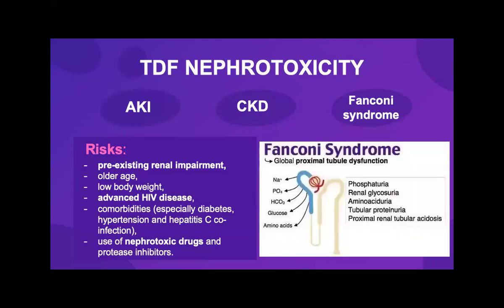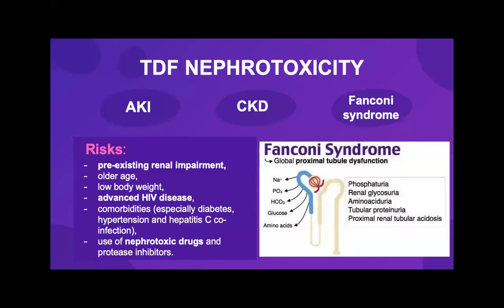So just a note on Fanconi syndrome. This is a syndrome characterized by global proximal tubular dysfunction. The proximal tubule, as you can see in this little image, usually functions in reabsorbing your phosphate, your glucose, your bicarb, and your amino acids. So when you get dysfunction in this area of the tubules, you get low phosphate in the blood and high phosphate in the urine, so hypophosphatemia and phosphaturia.